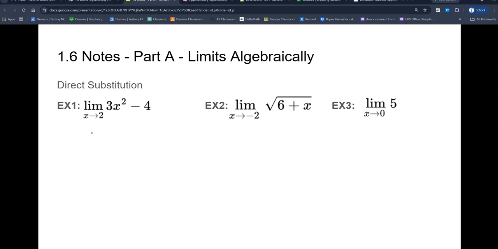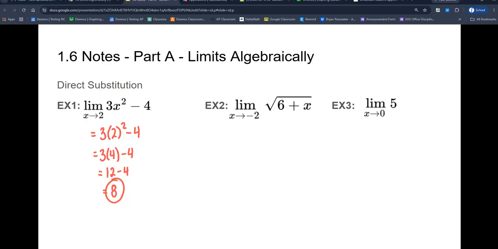For example, on this problem, if I do 3 times 2 squared minus 4, I must do order of operations. What should I do first? Exponents. So I'm going to have 3 times 4 minus 4, so 12 minus 4, which is going to give me 8. That's just your answer. So for every problem you want to try to plug the number in first.